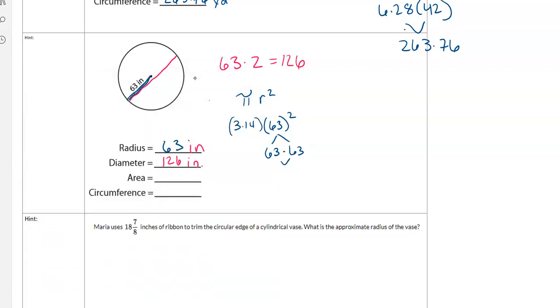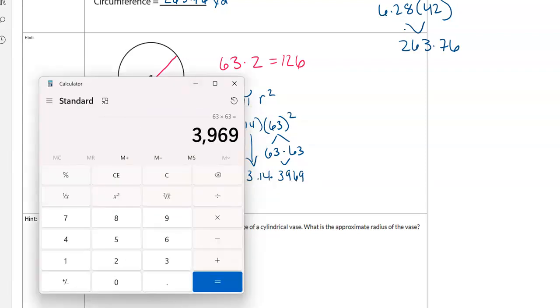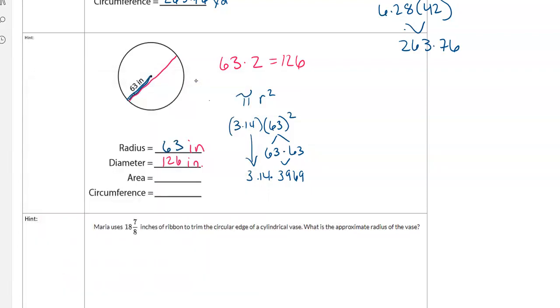3969. And I have to multiply that by 3.14 because I got to bring that down. So times that by 3.14. Whoa, that's a big number. So let's see, 12,462.66. Oh my goodness, 12,462.66 inches squared. That's a big circle.